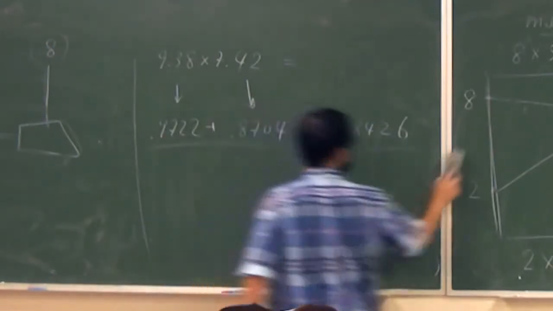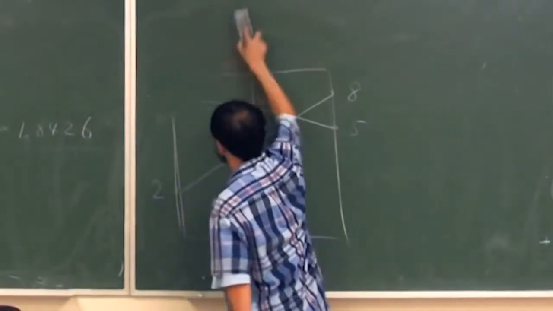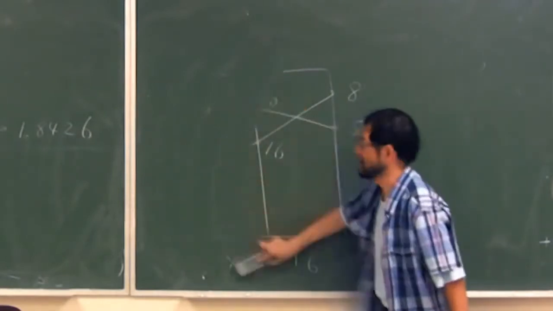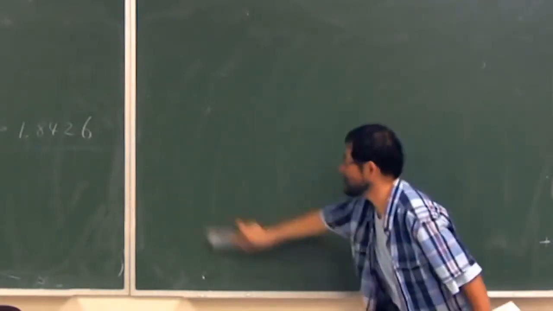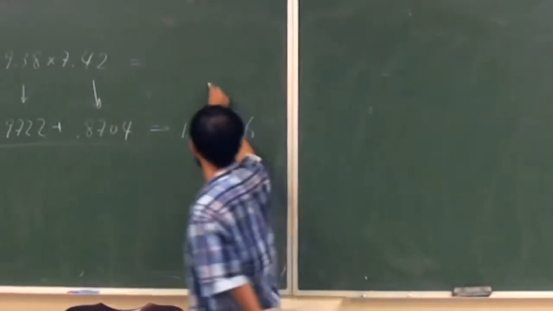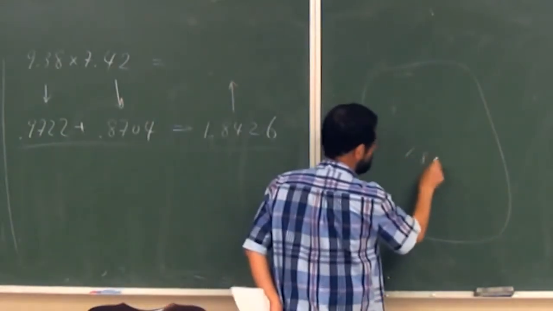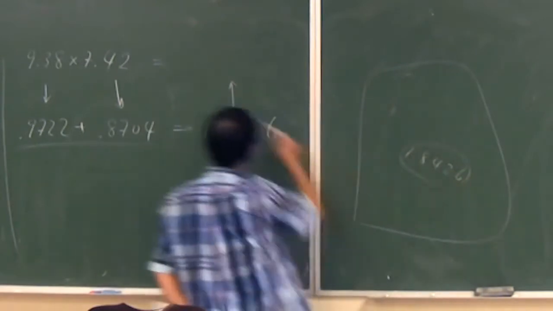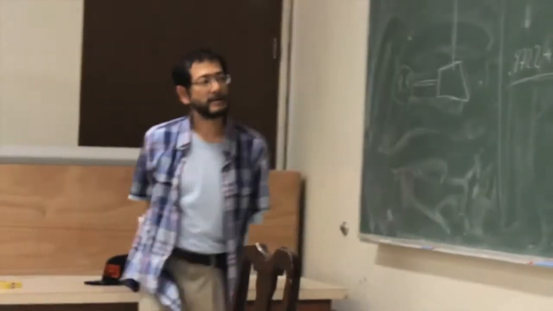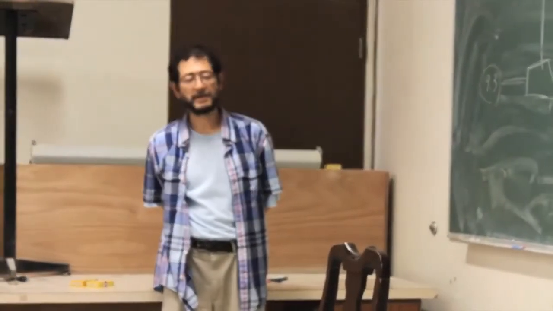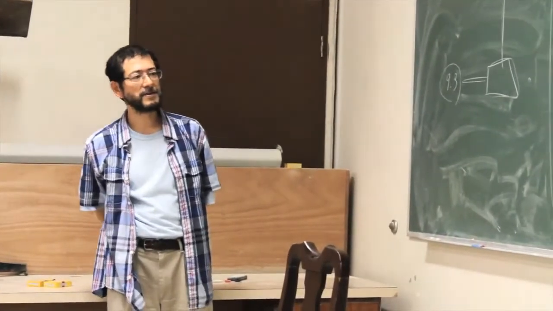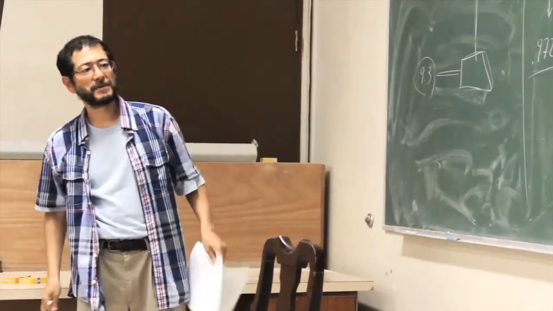So now you use the table backwards. Okay? So scan the table, and if you find 1.8426 somewhere in the table, then you get the answer here. But can you find this? No. Why not? Because this table only goes from 1 to 10, so it's only 0 to 1.